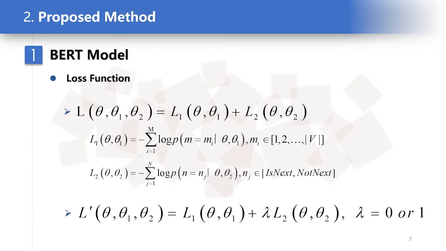When training the BERT model, in order to minimize the combined loss function of the two tasks, we jointly train MLM and NSP. The loss function is defined as this, where theta is a parameter of the encoder part in the BERT model. Theta1 is a parameter in the output layer connected to the encoders in the MLM task, and theta2 is a classifier parameter connected to the encoders in the NSP task.